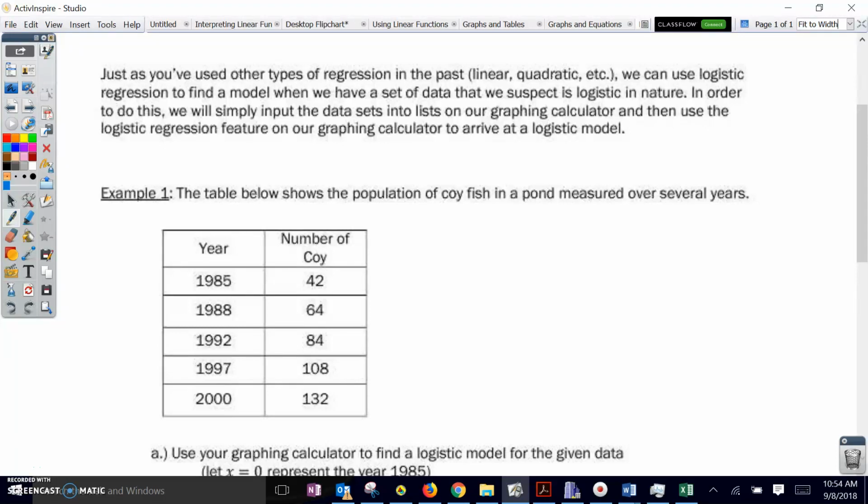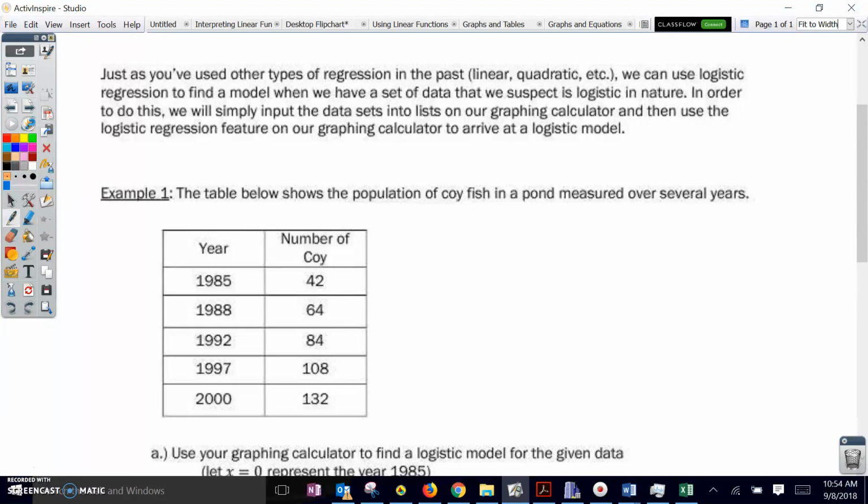Alright, in this video we're going to look at logistic regression. You've done other kinds of regression in the past and you probably never even noticed the existence of logistic regression on your calculator. But now that we know how to develop logistic models, we're going to do logistic regression. We're going to work our way through this example here.